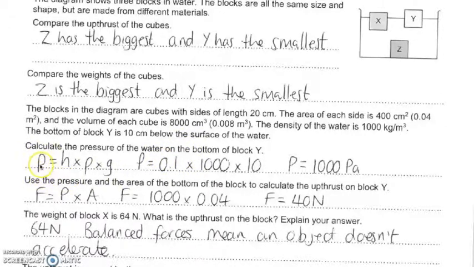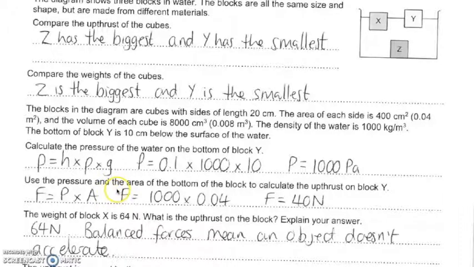The equation is pressure is equal to that vertical height, which we're going to use as 0.1 meters, because that's 10 centimeters, times the density of water. Yes, we've got SI units, 1,000 kilograms per meter cubed, so times 1,000, times gravitational field strength, which is 10. That will give us 1,000 pascals. Okay, so that's the pressure at the bottom of block Y.